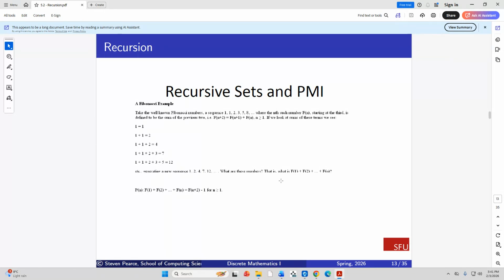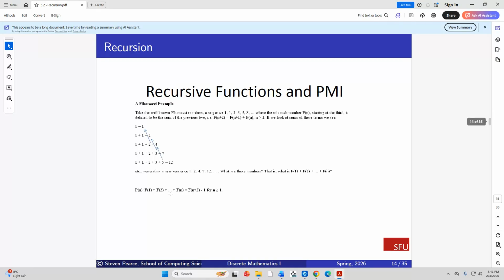What are these numbers? That is, what is Fibonacci F1 plus F2 all the way to Fn? This is really a bad slide. I don't know what happened to it. This is really bad. So what's happening here is this sequence that we've just defined right here.